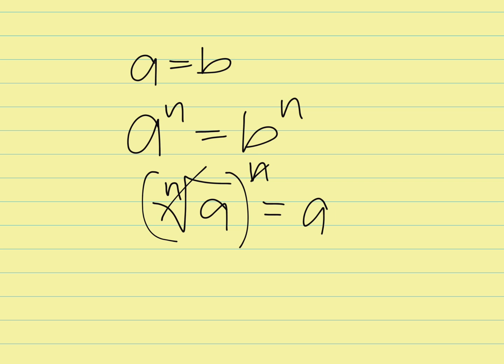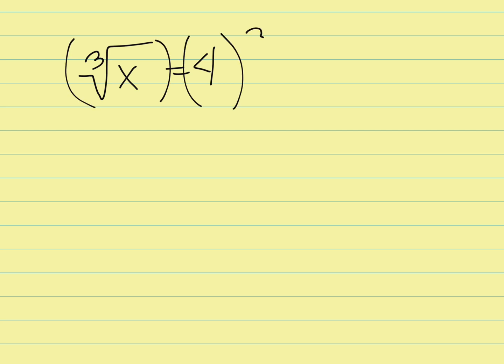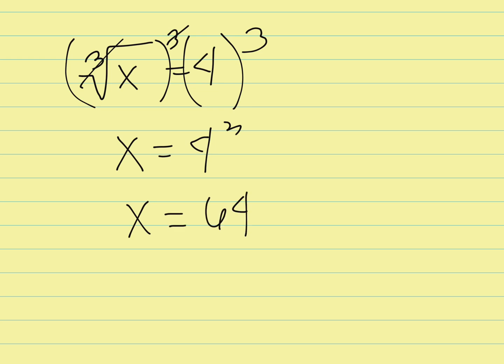Okay, let's try to solve this. How about if we have the cube root of x equals 4? So to solve this equation, raise both sides to 3, because the index of our radical is 3. So we are going to raise both sides by 3. So cancel this one. x equals the cube of 4, or 4 cubed. So our x equals 64.